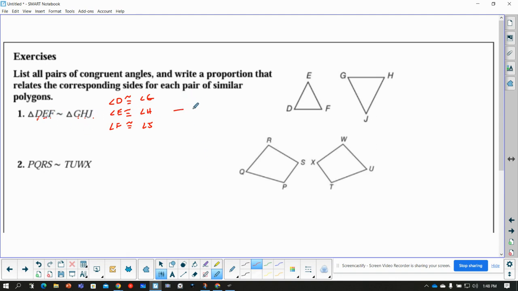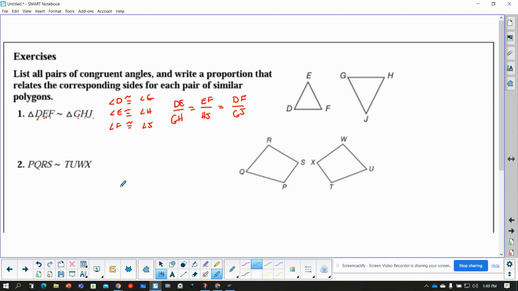And then the proportion, since it's a triangle, there's three ratios. I'm going to do the same thing: DE, EF, second two letters, and then the first letter and the last letter, DF. And now I'm going to do the same thing here. First two letters, GH, second two letters, HJ, and then the first and the last letter, GJ. And if you do look at the shape, you can see that that's exactly how they're going to line up with each other. But that's a nice, easy way that you can do this.